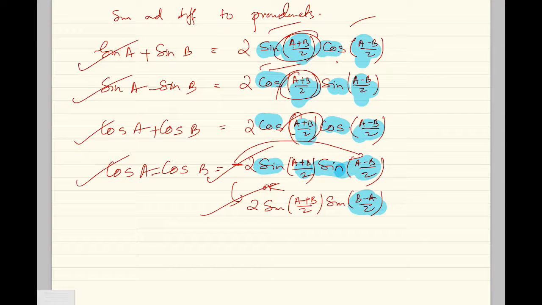Sine cos, cos sine, cos cos sine sine, and sine sine sine sine, cos cos cos cos, plus minus, and accordingly 2 2 2 2 you need to write.